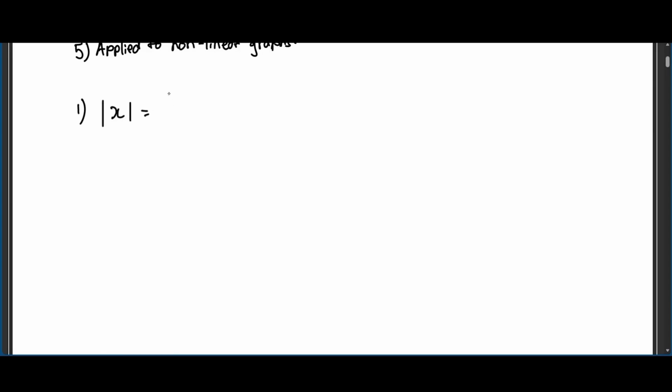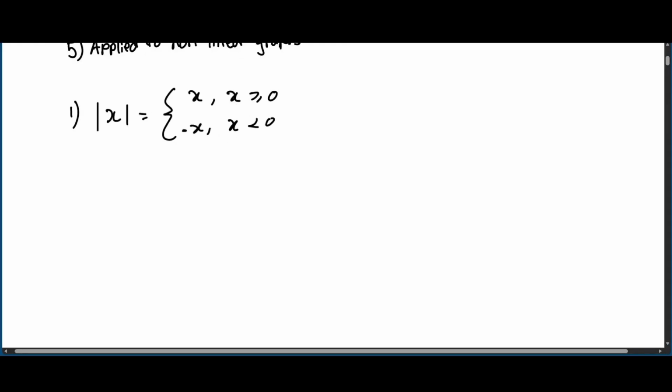is written as such, curly bracket. It is x when x is more than or equal to 0, and negative x when x is less than 0. All right, so what does this mean?